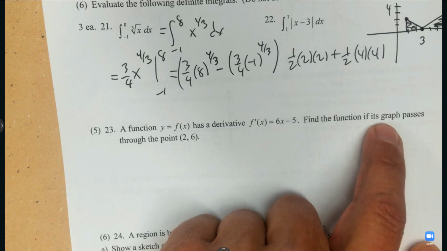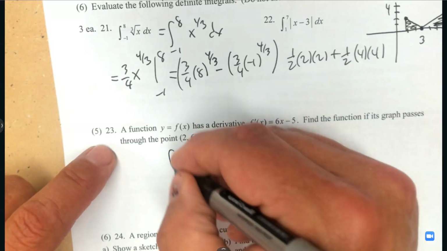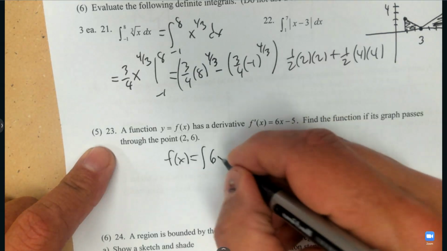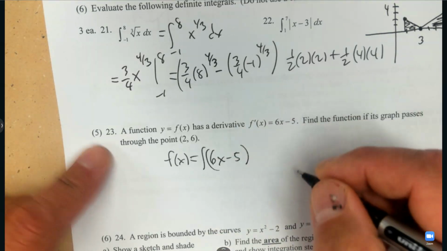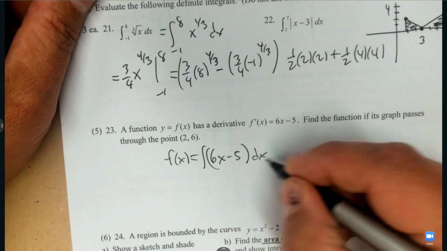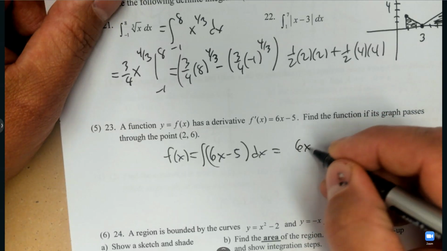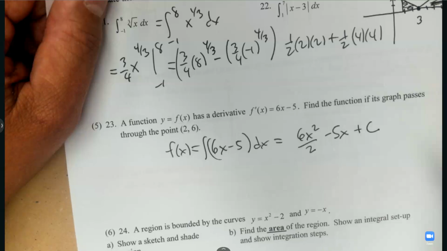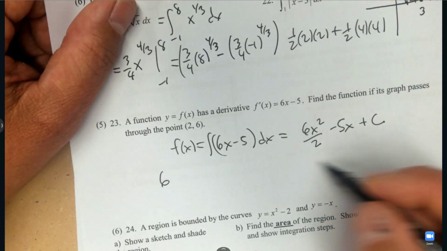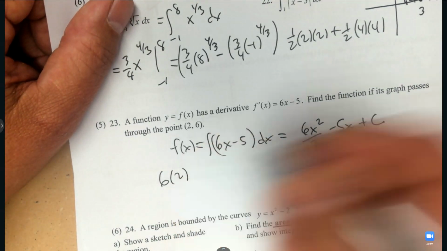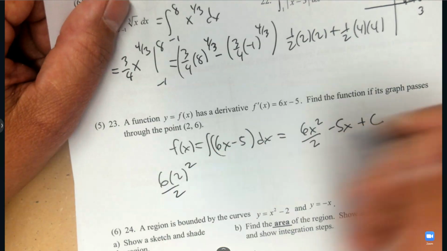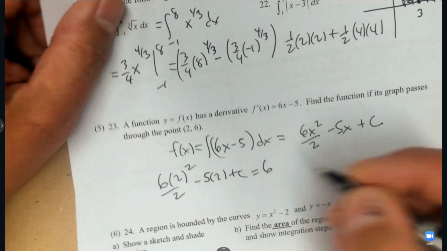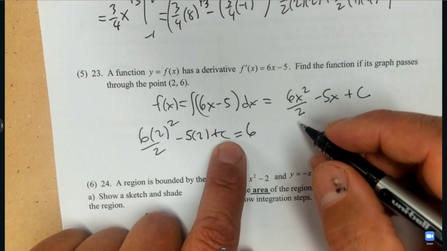Function has a derivative. Find the function if its graph passes through a point. So to find this, I'm going to integrate that derivative. And that gives me 6x squared divided by 2 minus 5x plus c. Then I'm going to plug in 2 for x. And make it equal to 6. And then I'm going to solve to see what c equals.